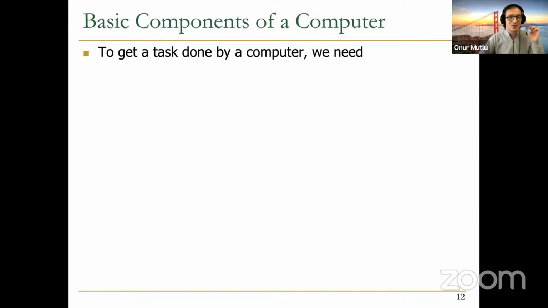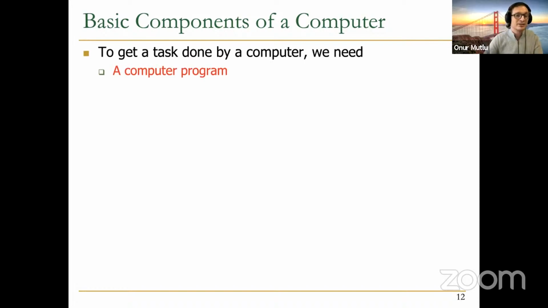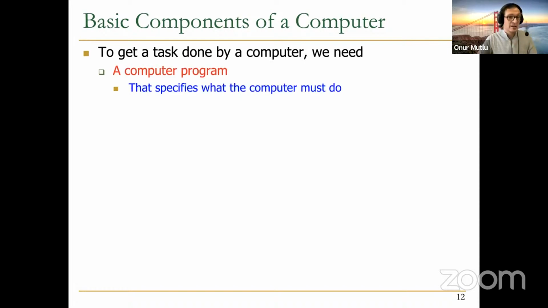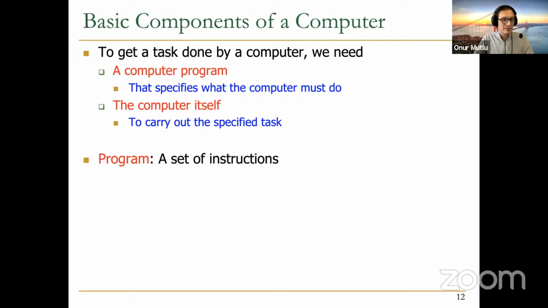So let's go to the basic components of a computer. As you remember from the first lecture, we would like to solve problems, right? And problems are expressed in terms of tasks, algorithms, and then they will be written in languages. Essentially, we want a task to be done by a computer. If you want a task to be done by a computer, you need two things. You need a computer program to specify what the computer must do. And you need the computer itself, of course, to carry out the specified task, right? Now we're going to look at both. What is a program? Program at the lowest level is a set of instructions provided to the computer.